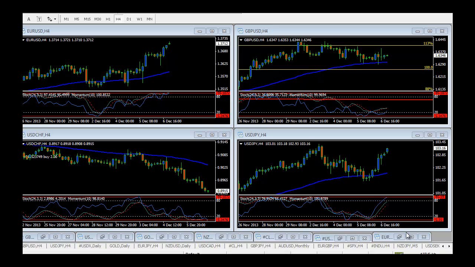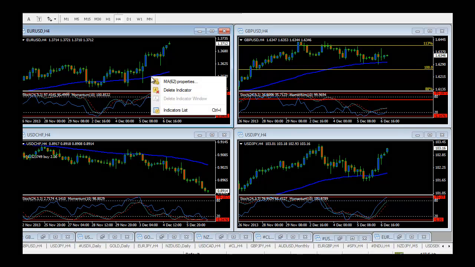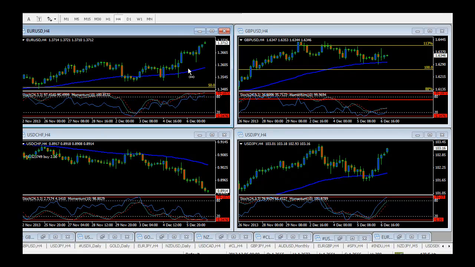This is kind of my navigation portal that I start with. I put all these up on the 4 hour, so I can see the immediate trends of the market. You'll notice I have the EMA 62. If you right click here, you can see that's MA 62 properties.